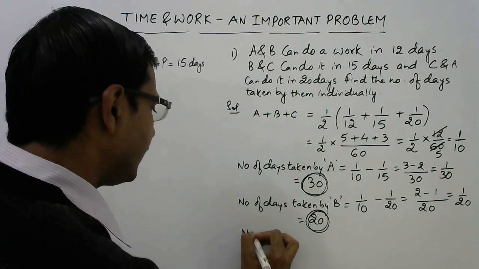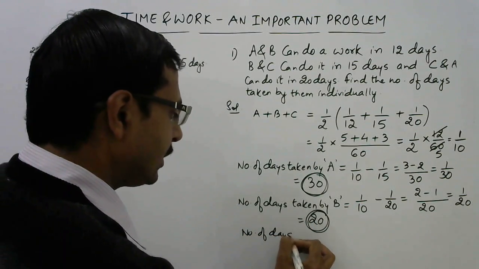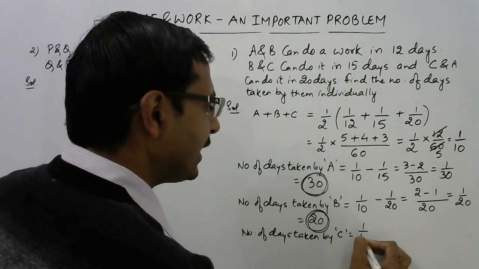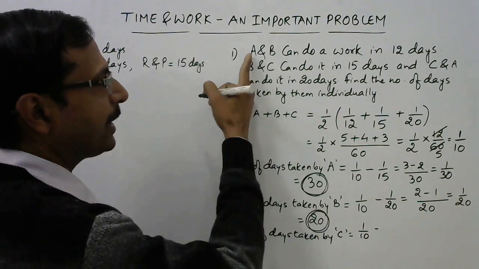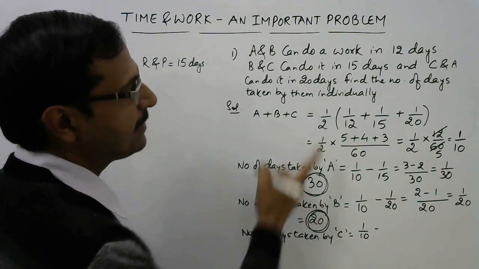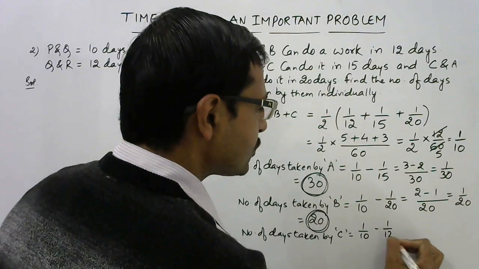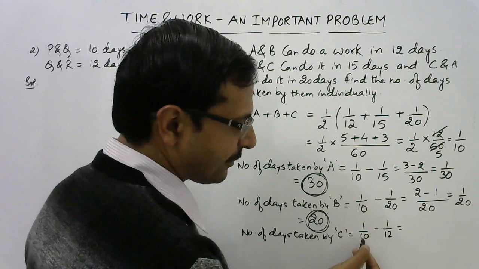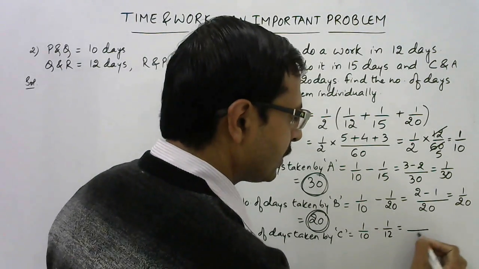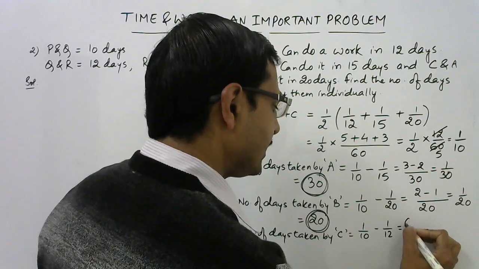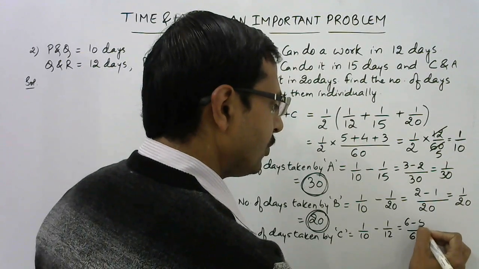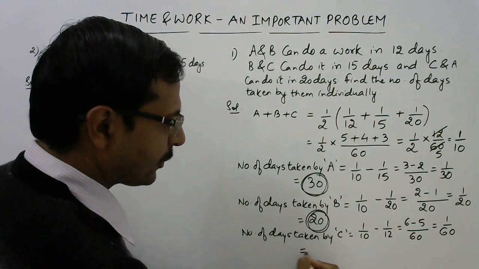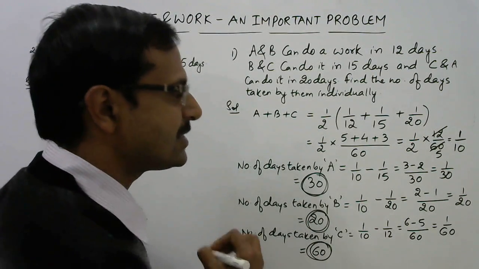Similarly, you can find the number of days taken by C. 1 by 10 is obviously there. Now take the pair A and B because it does not contain C. This is 1 by 12. So for 12 and 10, 12, 24, 36, 48, 60. 60 is the first multiple which is divisible by 10. So this is 6 minus 5, that is 1 by 60. So take the reciprocal. The answer for the third part is 60 days.